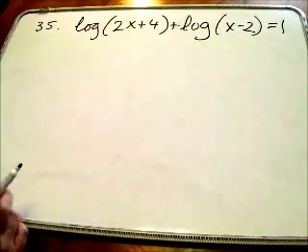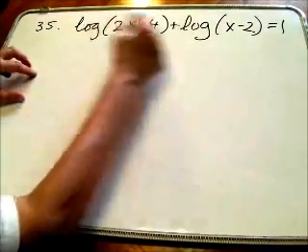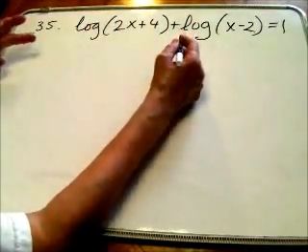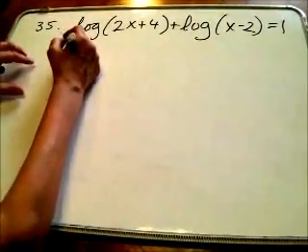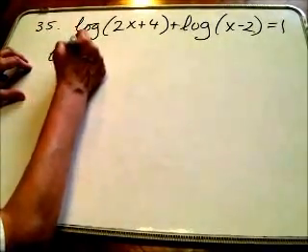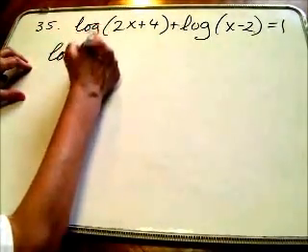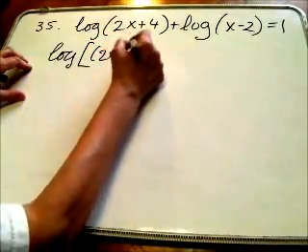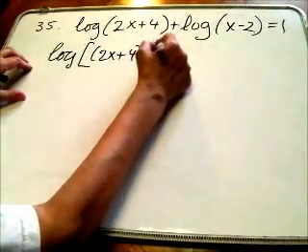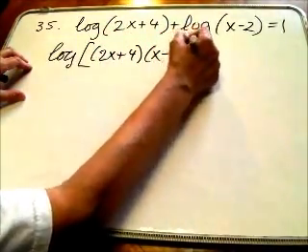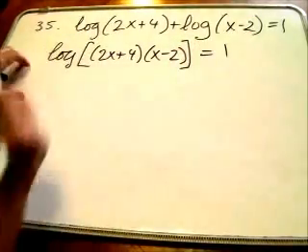Okay, so this one, number 35, is the same situation as the last one. We've got a couple logs here. Can't undo them until we combine them as one, and then we can rip it off with a big 10, because this is the common log base 10. So we're going to have log of 2x plus 4 times x minus 2 equals 1. That's our first law of logs.